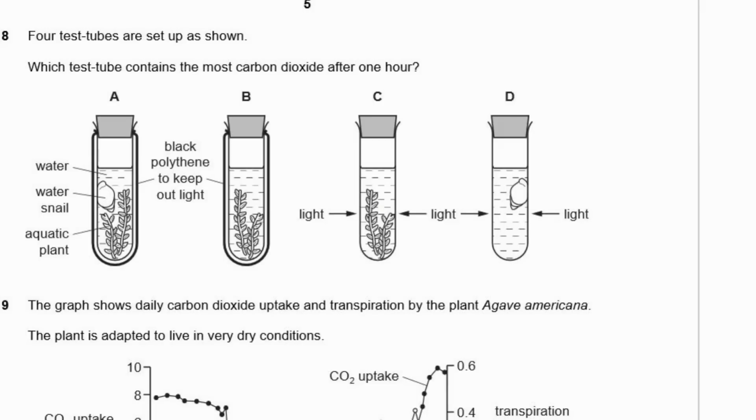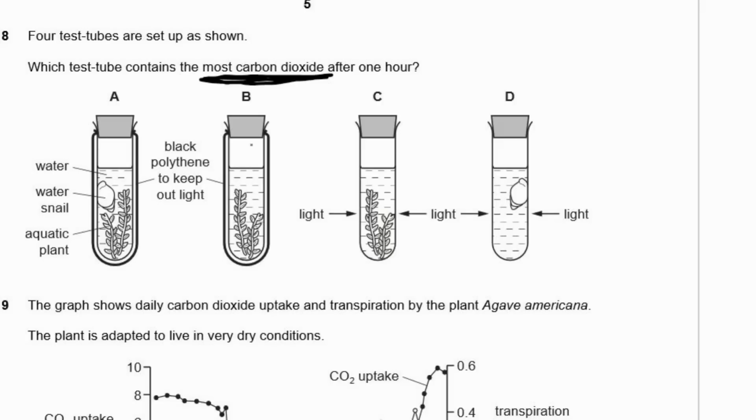Question 8. 4 test tubes are set up as shown. Which test tube contains the most carbon dioxide after 1 hour? And this is one of those ones you have to be careful of as well, because quite often for CIE they'll use the same picture but different questions. So you might have seen this exact same picture on a different exam and studied and go, oh, the answer is D, because that was the answer for the same picture on a different exam. But the question is different, so that's not necessarily the answer. Okay, so which test tube contains the most carbon dioxide after 1 hour?